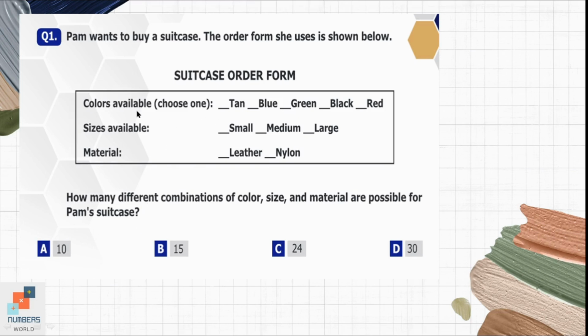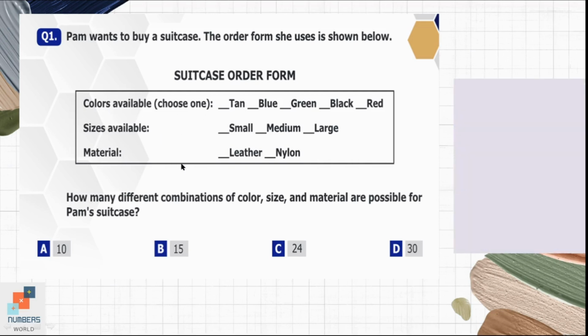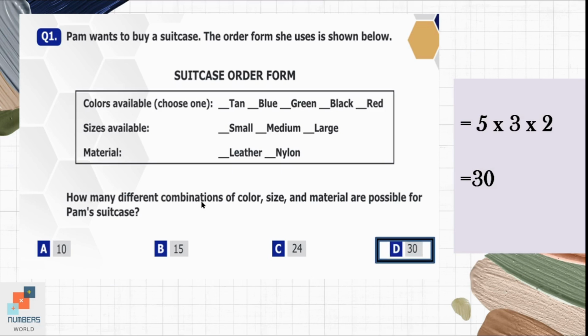So we can see that a suitcase is available in 5 colors, 3 sizes, and 2 materials. So we are going to multiply the number of available colors, sizes, and materials, which is equal to 30. So there are 30 possible combinations of the suitcase. Option D is our answer.